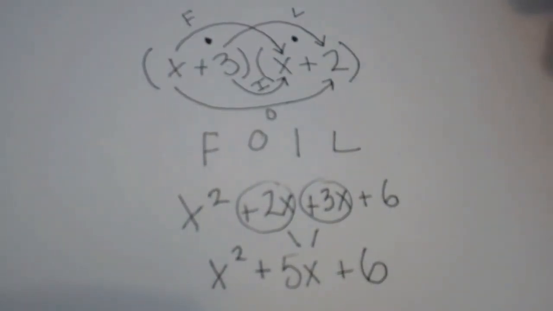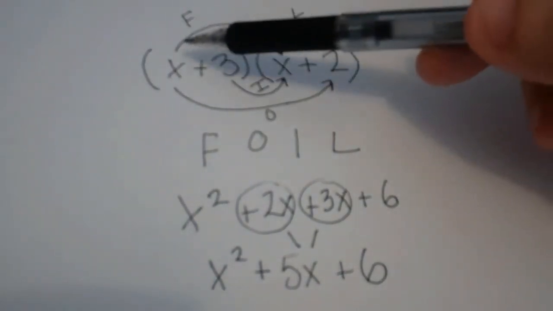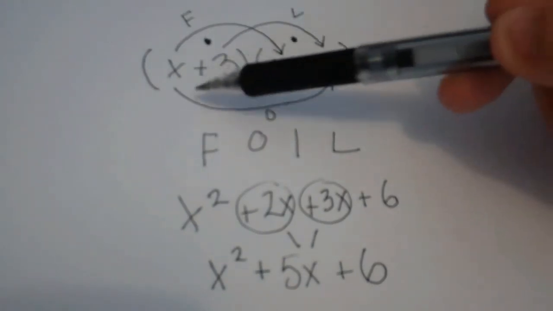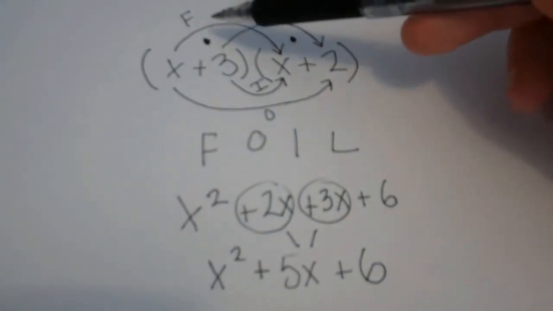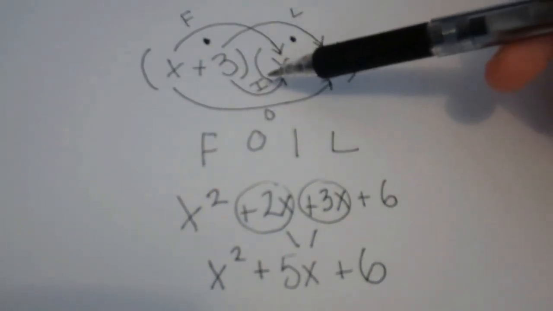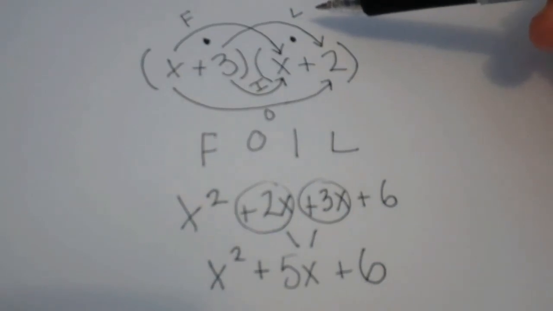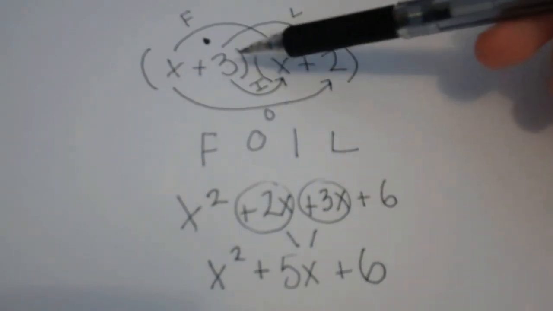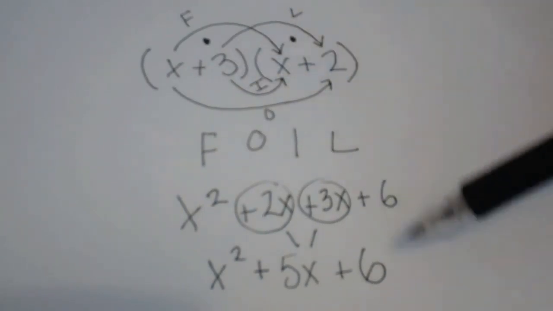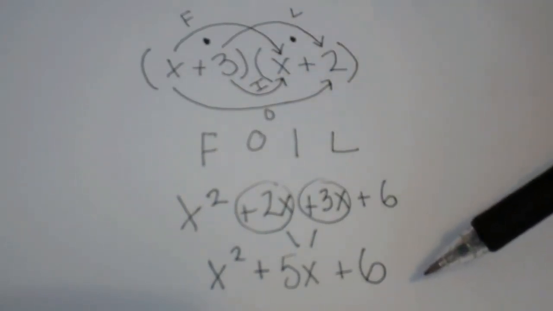So, in using Mr. Foil and creating this face, we have our two eyes, our nose, and what looks like a mouth for Mr. Foil, indicating our first, outer, inner, and last. Our final expression, you'll notice, went from being two binomials multiplied together to a trinomial, polynomial with exactly 3 terms.